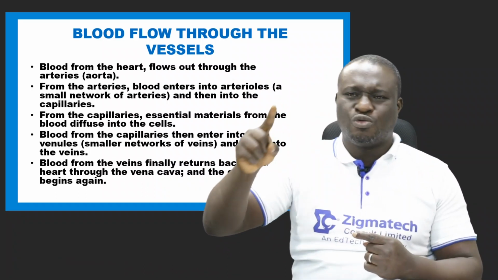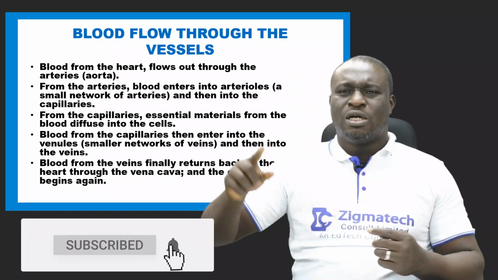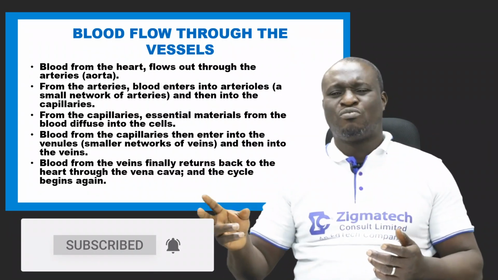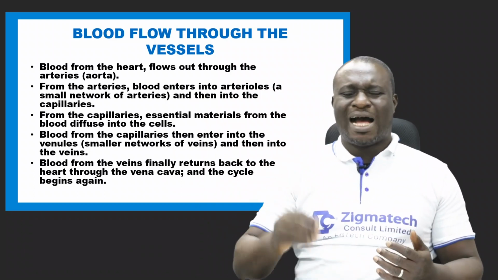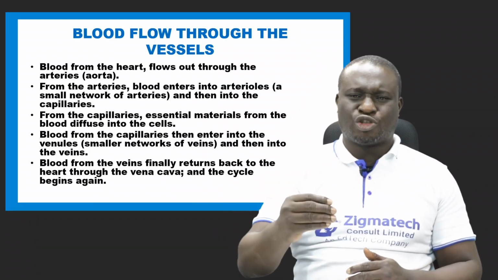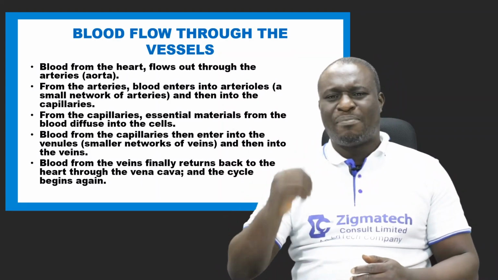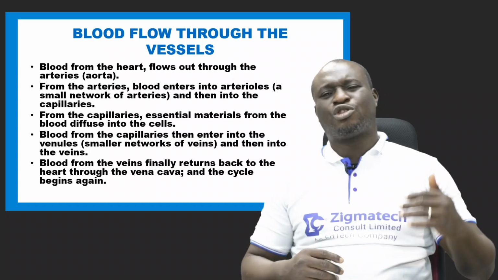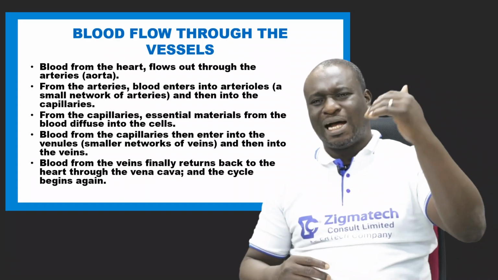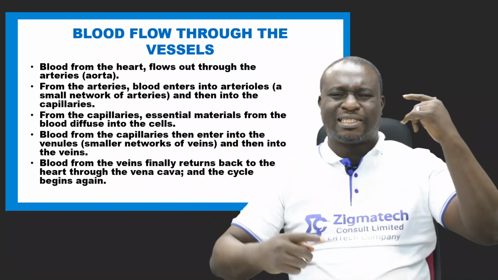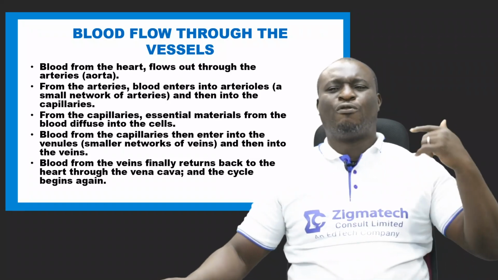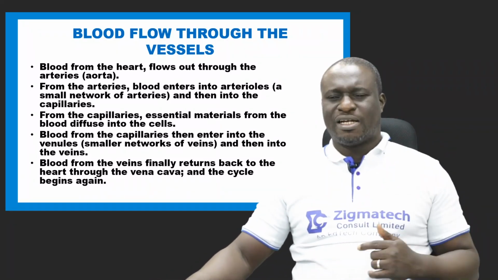That is how blood flows. So it comes out from the heart through the arteries. From the arteries, it enters into the arterioles, smaller networks of arteries. And from the arterioles to capillaries, from capillaries to venules, from venules to veins, from veins back to the heart, and continues like that. The cycle continues. So that is how blood flows through the vessels.